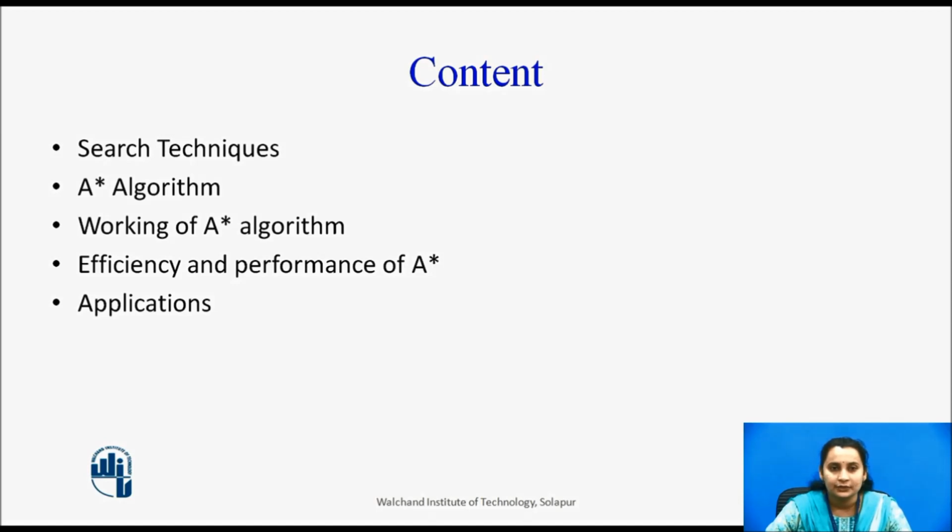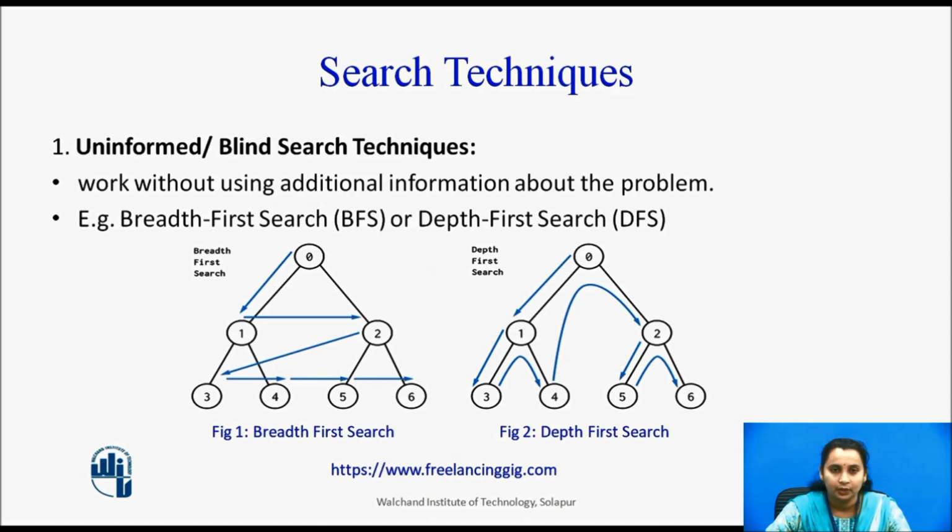So in this whole session we are going to see search techniques, the A star algorithm, working of the A star algorithm, efficiency and performance of A star, and its application. First of all, we are going to see search techniques. We know that in artificial intelligence, some real life problems we solve through search operations. Search operation is important because it gives results. Through the search operation, we are solving some real world problems.